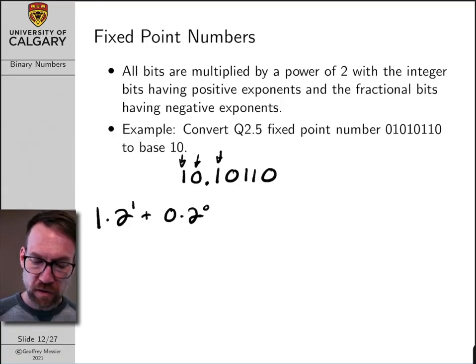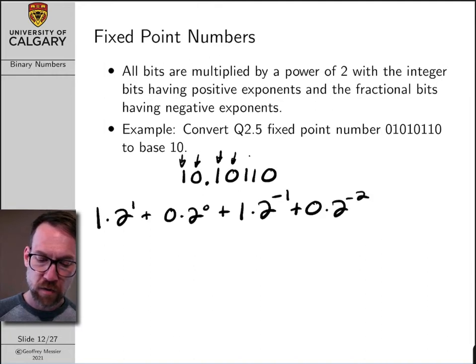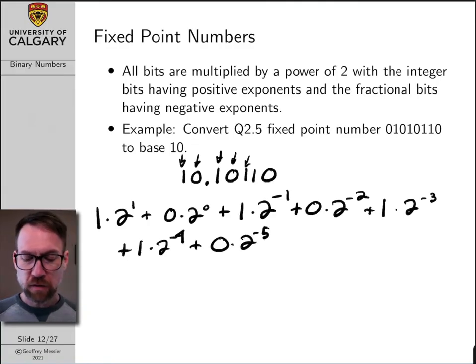This bit is 1 times 2 to the minus 1. This bit is 0 times 2 to the minus 2. This bit is 1 times 2 to the minus 3, plus 1 times 2 to the minus 4, plus 0 times 2 to the minus 5. So you can hopefully see how this fractional part works. The first bit after the binary point is multiplied by 2 to the minus 1, the second bit is 2 to the minus 2, 2 to the minus 3, and so on.